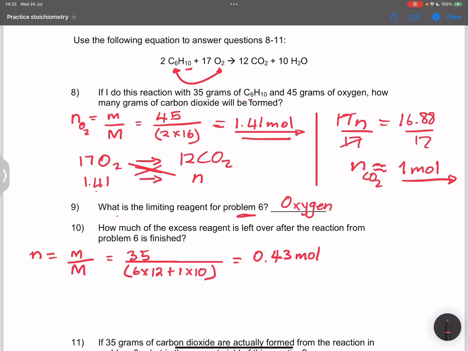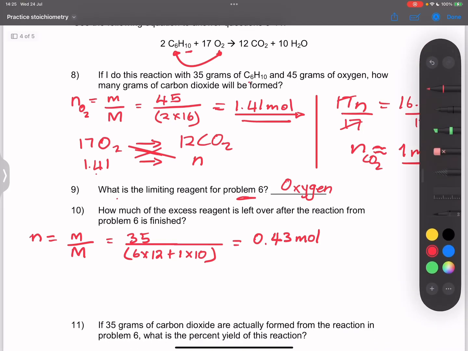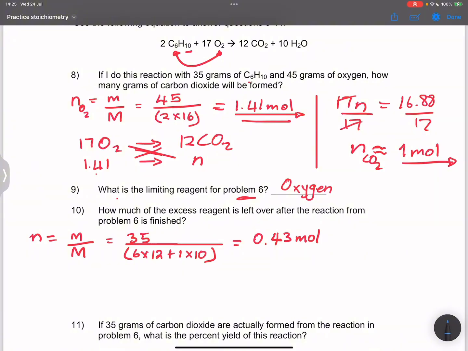But how many of them do we actually use? So we are now going to use our number of moles of our limiting reagent to determine the amount of moles of hexane that are used. So what is our limiting reagent? Our limiting reagent is oxygen.